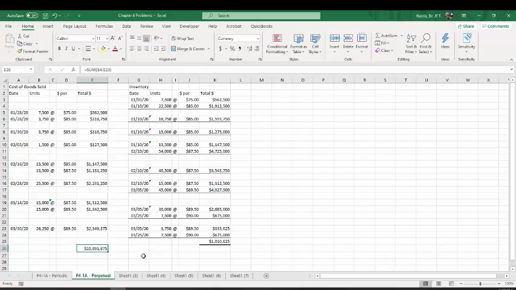So periodic and perpetual will always give you the same answers under FIFO. That is not going to be the case in the next two that I do, which is going to be the perpetual under LIFO. Under LIFO, you will come up with different answers. I'll do those problems next.